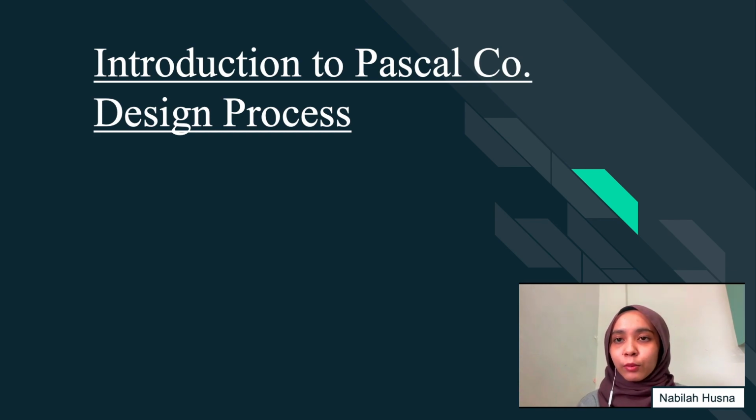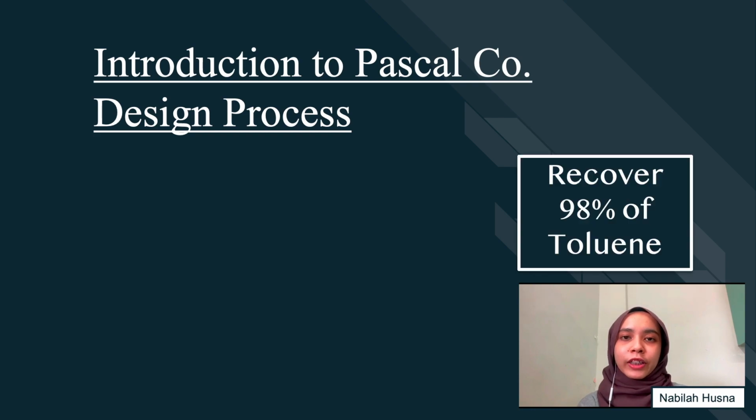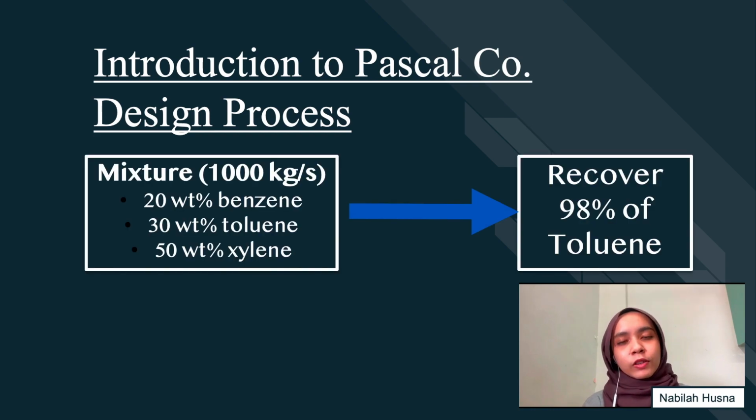The question stated that we have to design a process where we can recover 98% of toluene from 1000 kg per second of mixture. The mixture consists of 28% of benzene, 38% of toluene and the remaining is xylene. To solve this question, we have constructed a diagram that consists of two distillation columns.